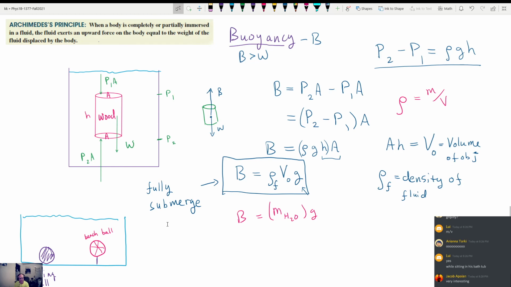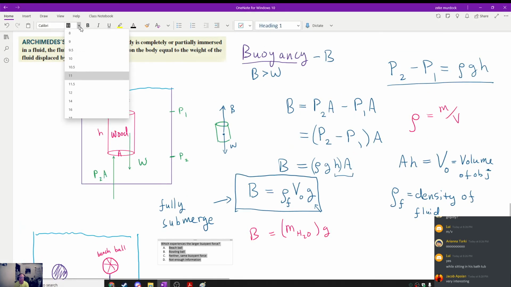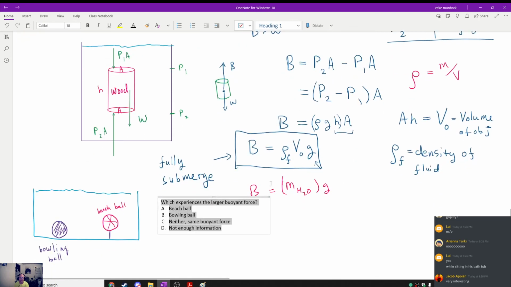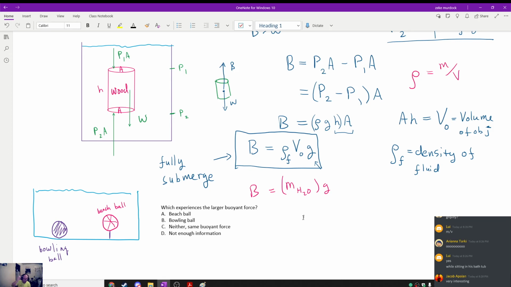And so here's the question. I'll make it larger so you can actually read this. Hopefully that's legible. The question is, which experiences the larger buoyant force? Let me set this up so that you understand completely what's going on here. They both have exactly the same shape, the same diameter, and they're both spheres. Which experiences a larger buoyant force? Is it the beach ball, the bowling ball, is it neither, they experience the same buoyant force, or is it D, there's not enough information?